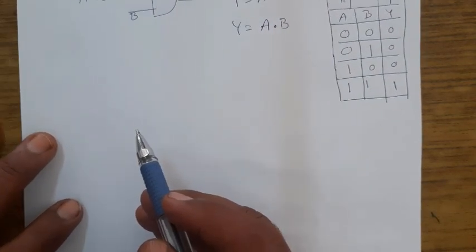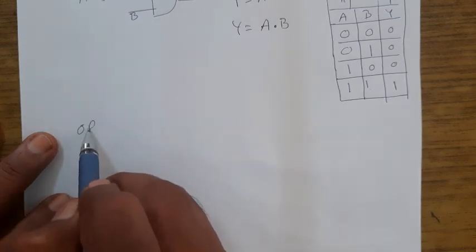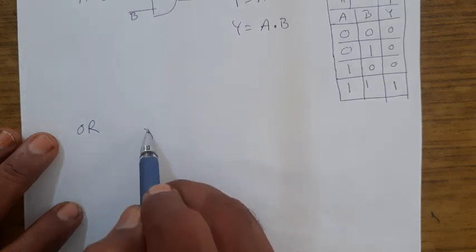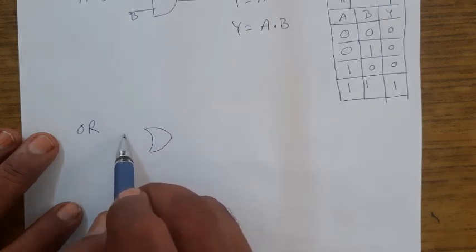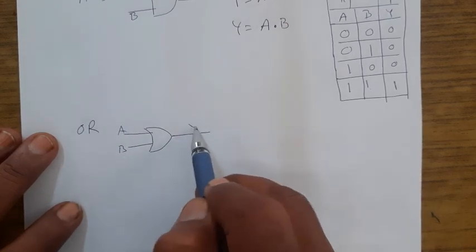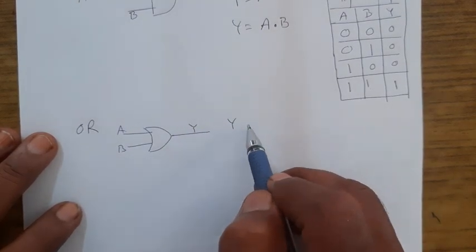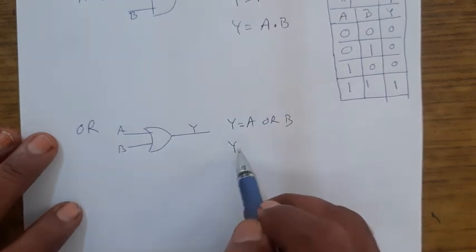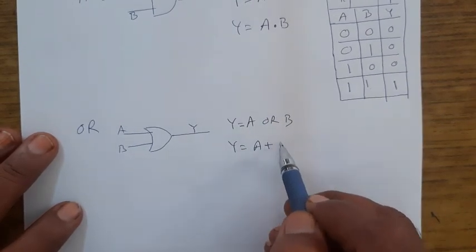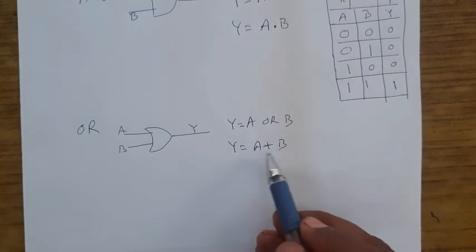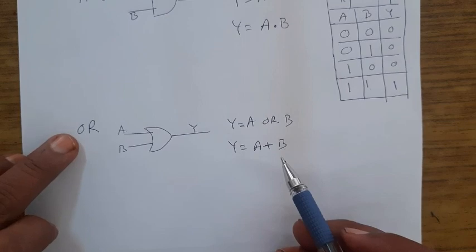Now in a similar manner we can quickly prepare the truth table, logic symbol, logic equation, etc. for the OR gate. The representation of the OR gate is like this. This is input A, this is input B, this is output Y. I can write Y is equal to A or B, or I can simply write A plus B. The plus sign indicates that the logic operation between A and B is the OR operation.